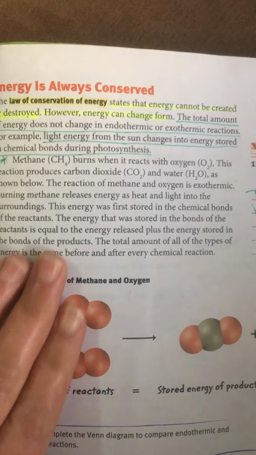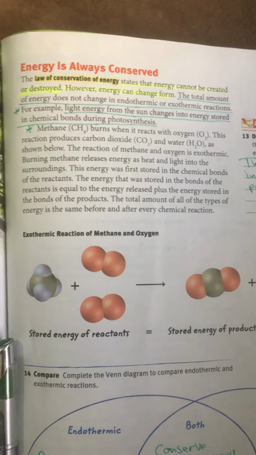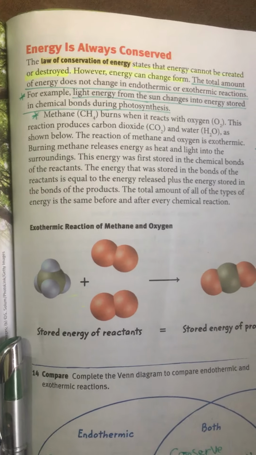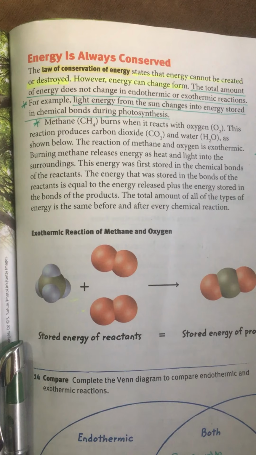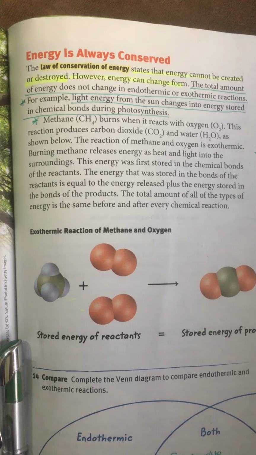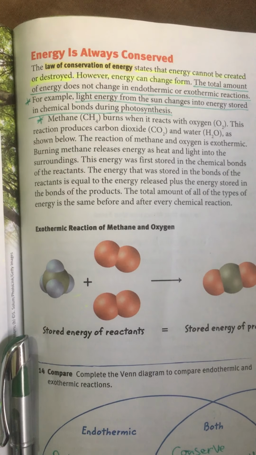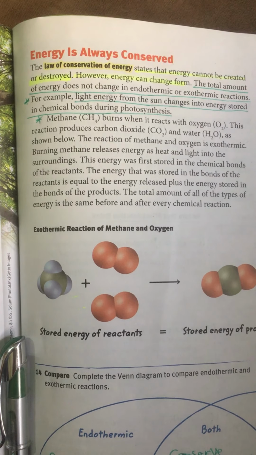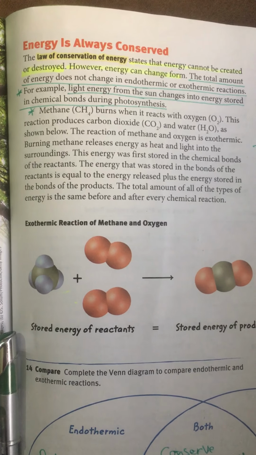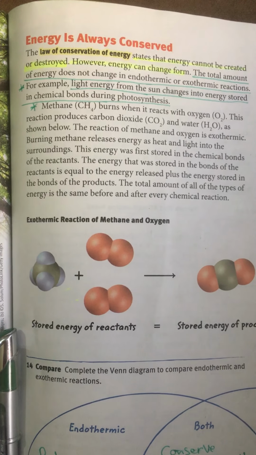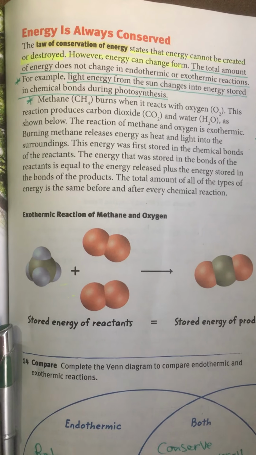Now, for example, when you use the oven in your kitchen, we know that the gas we use in the kitchen is methane, CH4. This burns when it reacts with oxygen. And you know that if there was no oxygen, then there wouldn't be any burning. So this reaction produces carbon dioxide, CO2, and water, H2O, as shown below. The reaction of methane and oxygen is exothermic.